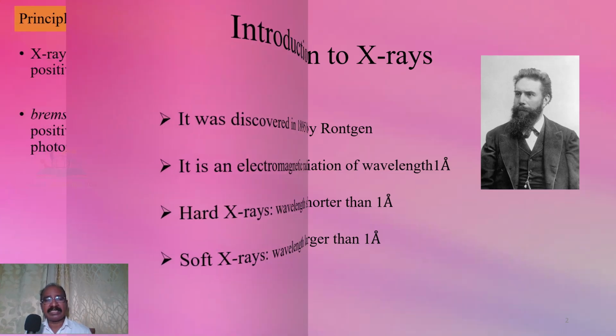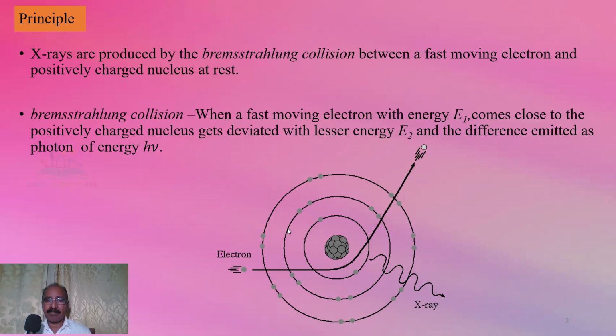Now, how are these X-rays produced? The basic principle involved here is called the Bremsstrahlung collision. That is, imagine a fast moving electron colliding with the nucleus. When the fast moving electron collides with the nucleus, this collision is called Bremsstrahlung collision. Now in this process, what happens? The incoming electron will move away from the nucleus with a lesser energy, and the difference between the two energies will be emitted as the X-ray.